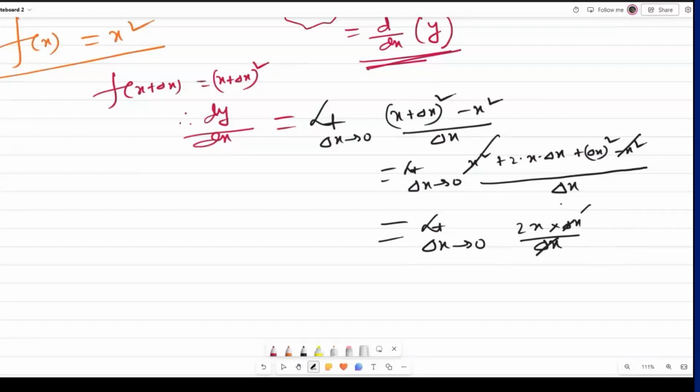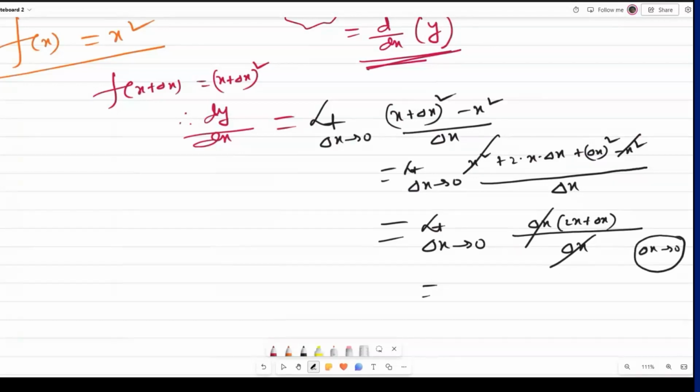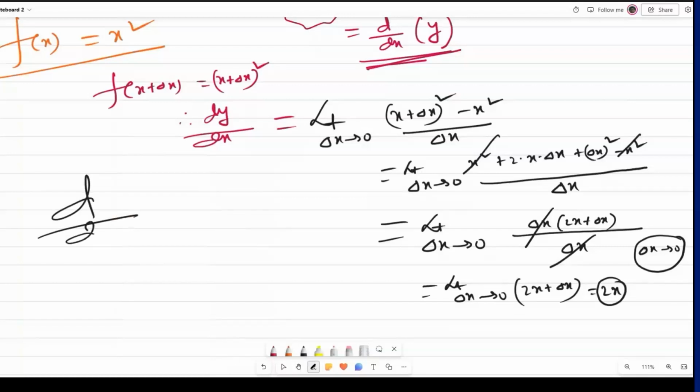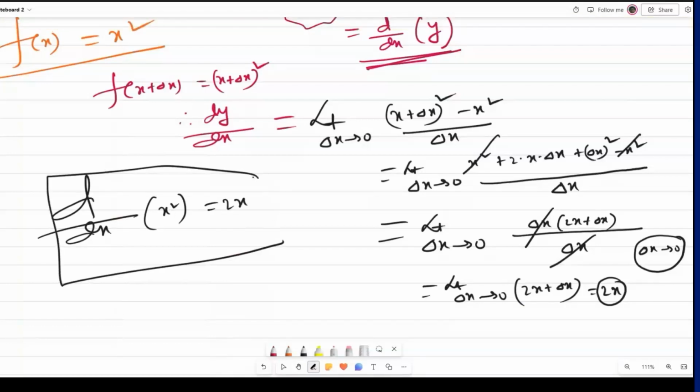Wait a minute. Let me write this part in detail. You take delta x common here. Cancel these two as this is tending to 0. So in that case, you put delta x as 0 here, it is 2x. It is tending to 2x. So rate of change of x square, I have got 2x by using first principle. You know it.